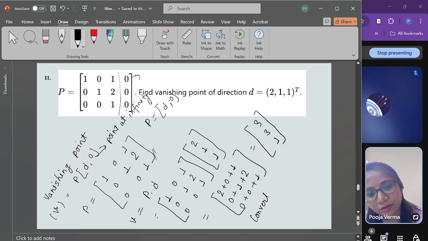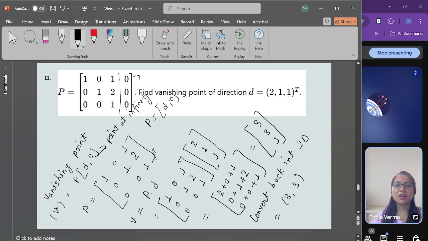the image plane, the vanishing point in 2D. So you will get 3 3, because 3 by 1, 3 by 1, so the vanishing point is 3 3. Okay, so I hope you have understood.